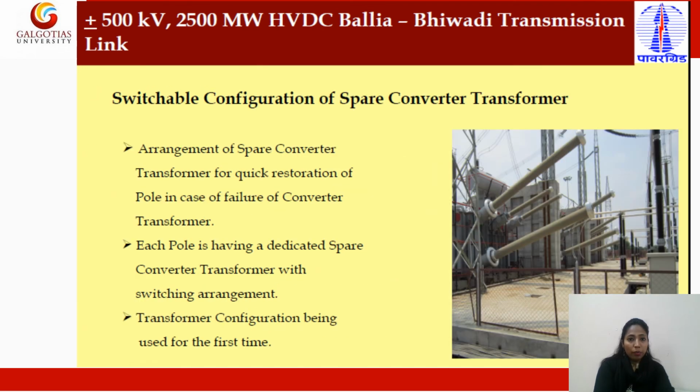Next, the switchable configuration of spare converter transformer. So what is the configuration? It is the arrangement of a spare converter transformer for quick restoration of a pole in case of failure of a converter transformer. This facility is available in this project, and each pole has a dedicated spare converter transformer with a switching arrangement. So at the time of an emergency or any fault in a transformer, the spare converter transformer is also available and we can use that. This transformer configuration is being used for the first time; it was used for the first time in this project.